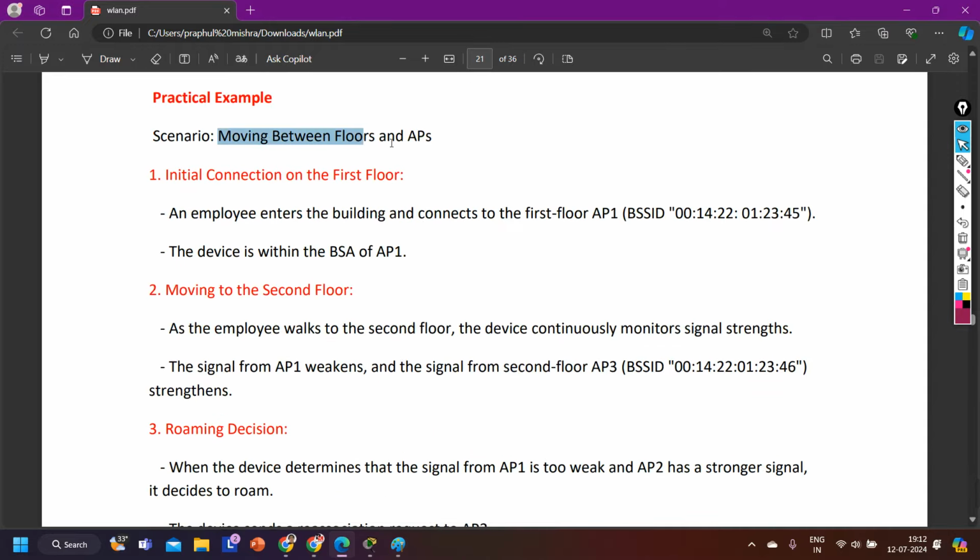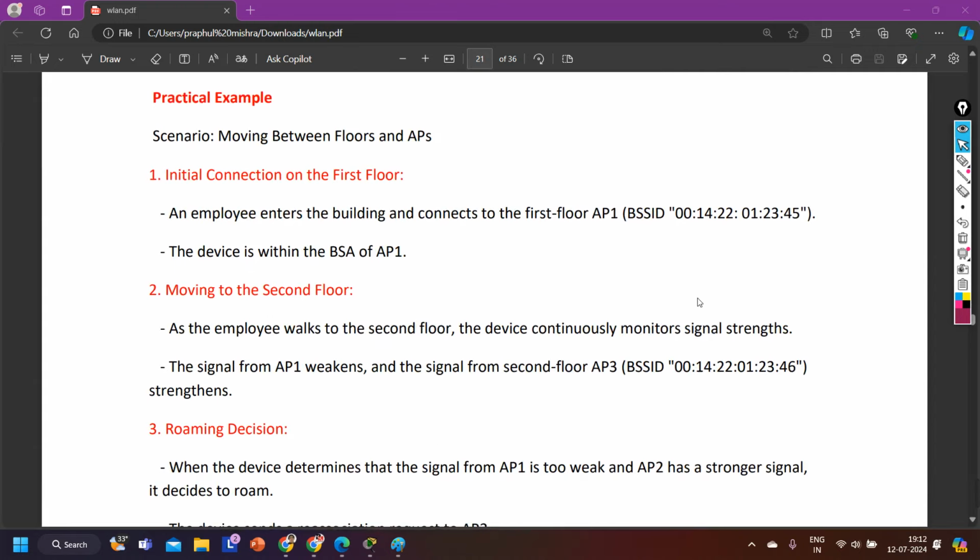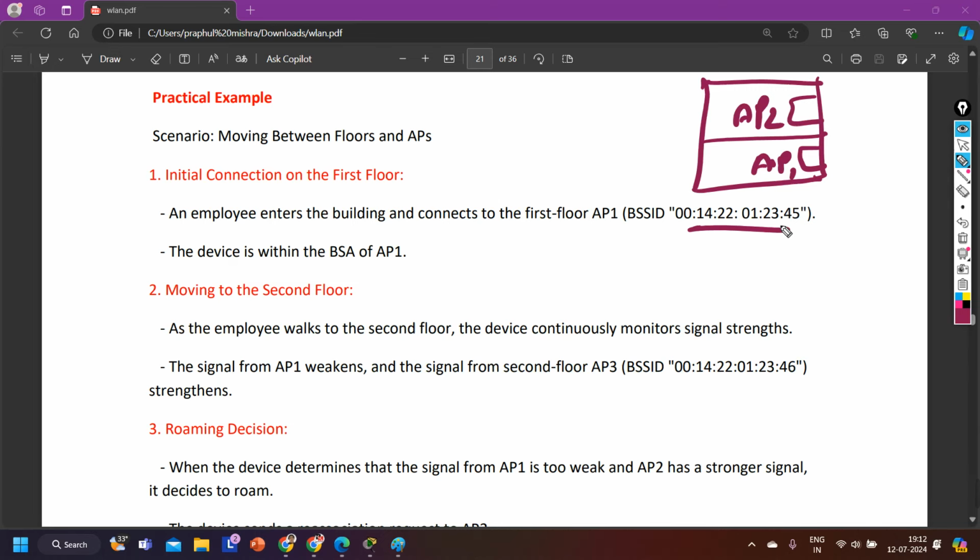Now, a practical example scenario: moving between floors and APs. Let's suppose in a building I have two floors, and at each floor I have one AP. One access point over here and one access point at the first floor. So AP1, AP2. AP1's MAC address is this one, meaning the BSS ID of AP1, and AP2's MAC address is this one. This is AP2, the MAC address of AP2 at the second floor.